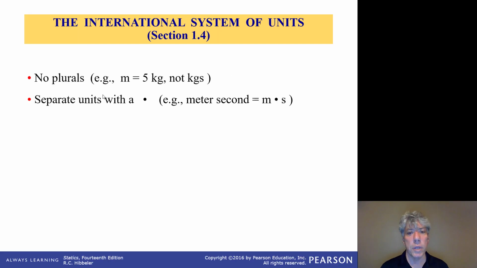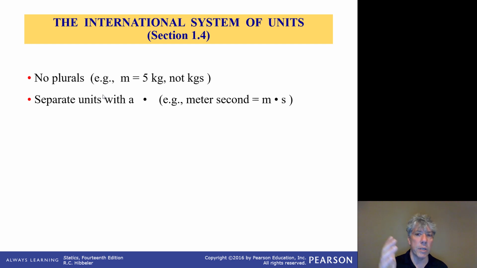There are some conventions with the International System of Units that we use. We do not use plurals. For example, if a mass is 5 kilograms, we do not write 5 kgs, we write 5 kg. And we might read it as 5 kilograms, but we don't tack that extra S onto the end of the units. We separate units with a dot, so a meter times a second is an m dot s. Now, you'll see me use dashes instead. That does not mean subtraction. You can't subtract one dimension from another. That doesn't work. We're talking about multiplication or division of units, okay?